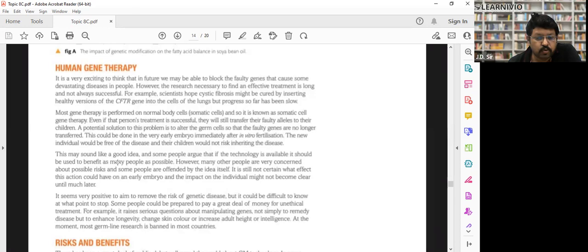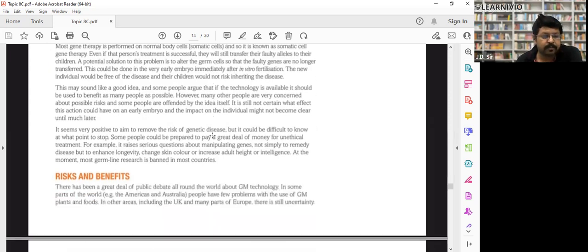This may sound like a good idea. Some people argue that if technology is available, it should be used to benefit as many people as possible. However, many others are very concerned about the possible risks, and some people are offended by the idea itself. It is still not certain what effect the action could have on the early embryo, and the impact on the individual might not become clear until much later.